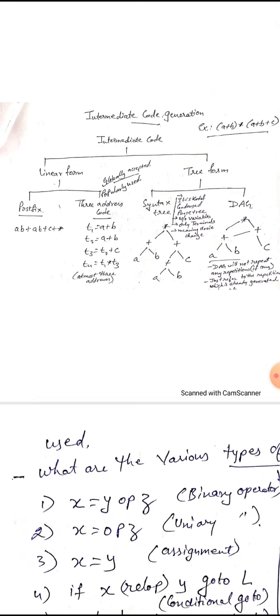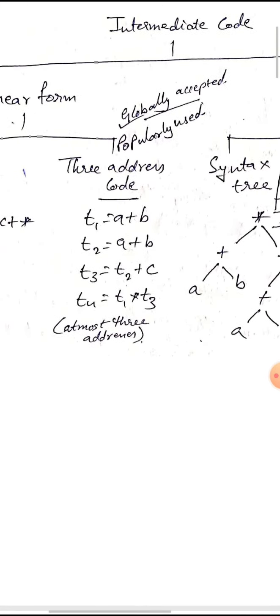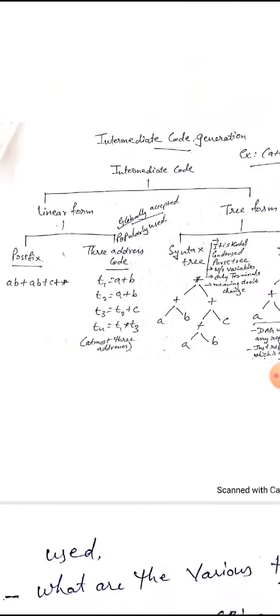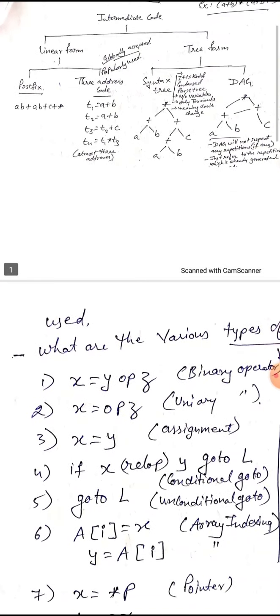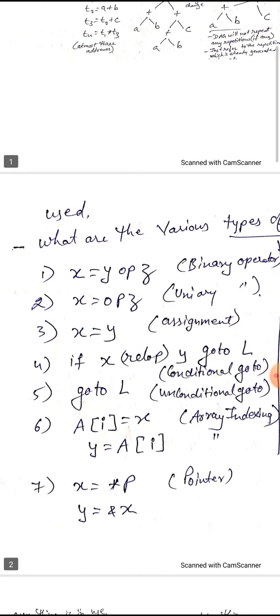Among all the four options, the most important and popular one is 3 address code. So, we will look into the 3 address code. It is globally accepted and it is popularly used. What are the various types of 3 address codes? We will first see those various types of 3 address codes, and then we will see examples of the other types. I have listed here all the 7 possible types for a high level language.